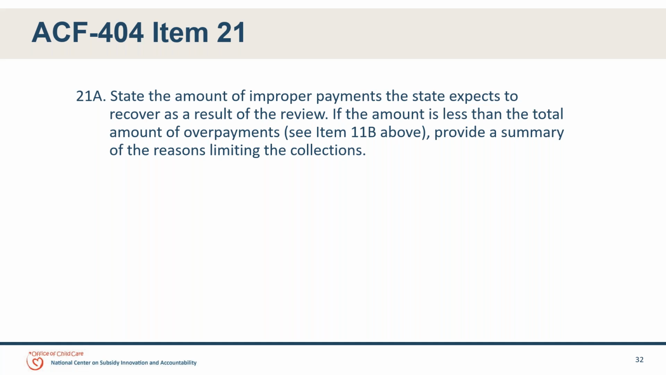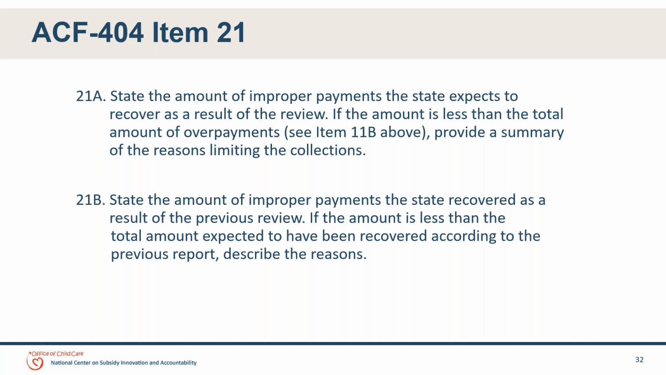For 21A, enter the amount of improper payments that the state expects to recover as a result of the review. If the amount that you expect to recover is less than the amount of your overpayments, which is 11B, then provide a summary of the reasons limiting the collections. So when determining your estimates for recovery, just a few things to think about. You might want to think about your history of collecting overpayments and any laws you might have that limit the collection amount.